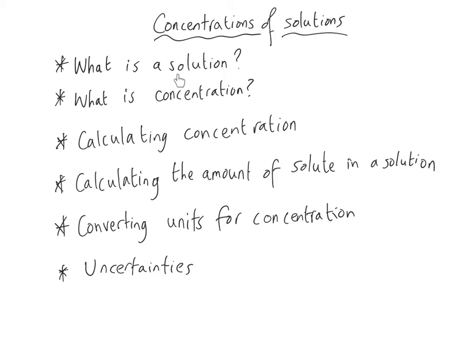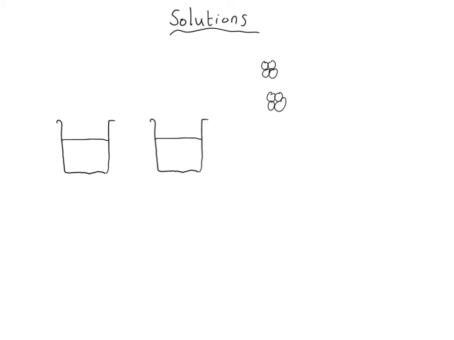What we're going to cover in this topic is what a solution actually is, what we mean by concentration, then how we can calculate concentration, and then related to concentration we're going to try and calculate the amount of solute that is in a solution. Then we're going to move on to converting the different units for concentration. There are two different ways of describing concentration. And we're going to finish off looking at something called uncertainties, which is what you get whenever you make a measurement in an experiment.